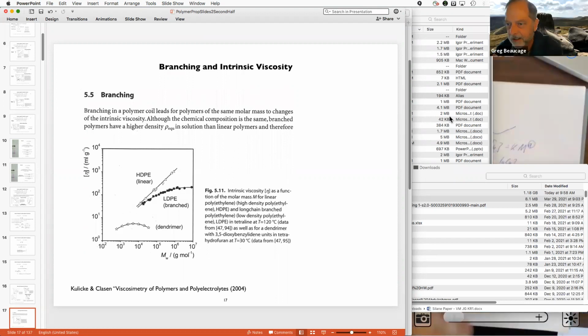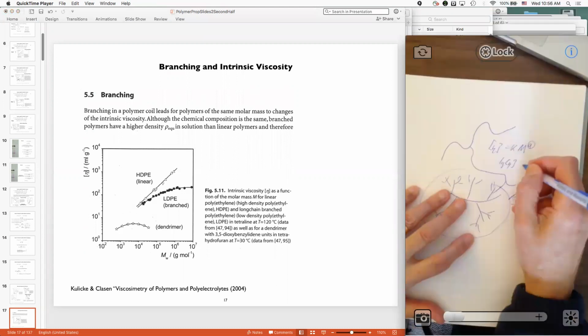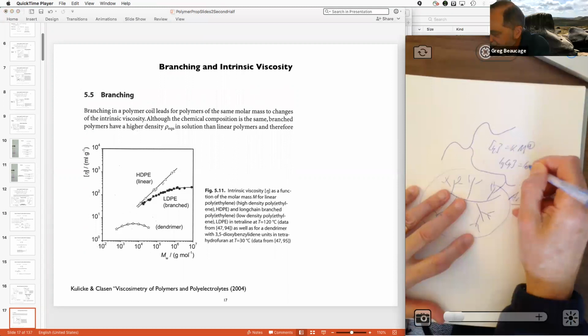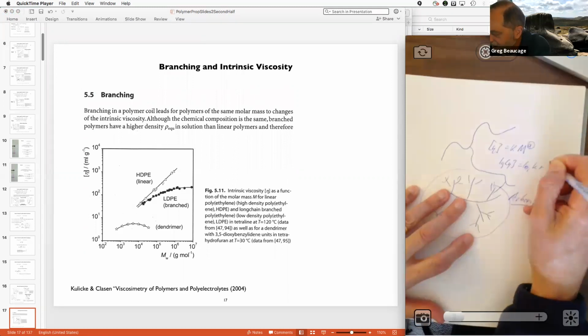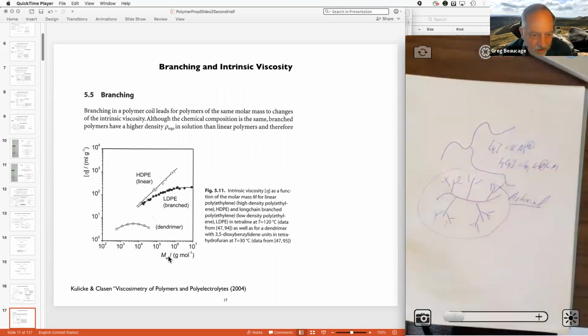So if you plot log of the viscosity versus log of M, you're going to have log of K plus A times log of M, where A is the exponent. So that's a straight line with slope A. So you expect to see intrinsic viscosity versus molecular weight on a log-log plot. That should be a straight line. The slope should be A. But when you start looking at these low densities, that doesn't work, right?